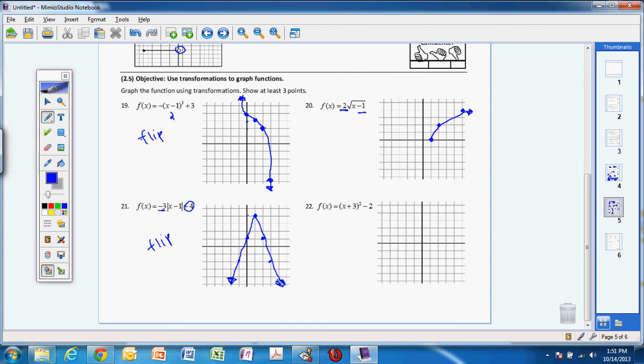And again, that's not the greatest graph, but you get the picture. So in this case, I have a V opening down, vertically stretched by 3, flipped, and the vertex, or the new origin, is at 1, 4.